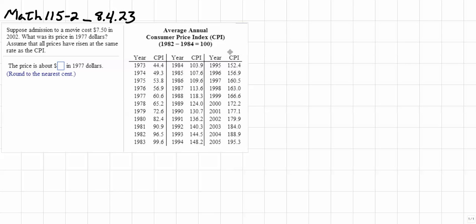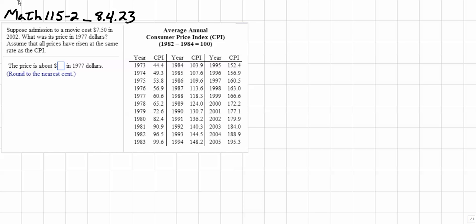Suppose admission to a movie cost $7.50 in 2002. What was its price in 1977 dollars? Assume that all prices have risen at the same rate as the CPI, which is the Consumer Price Index, and is indicated in this table to the right of the problem.